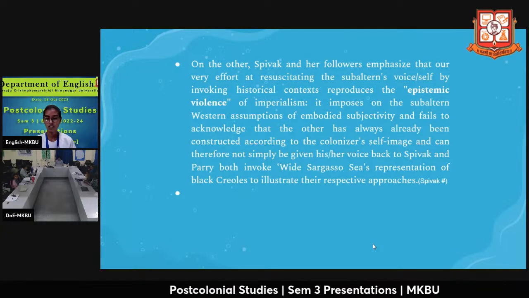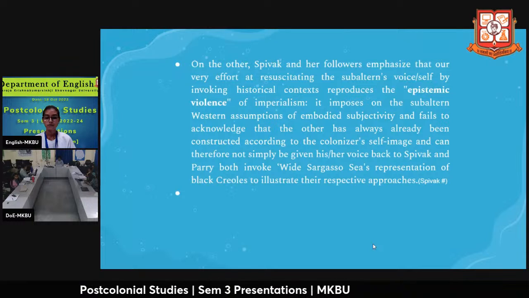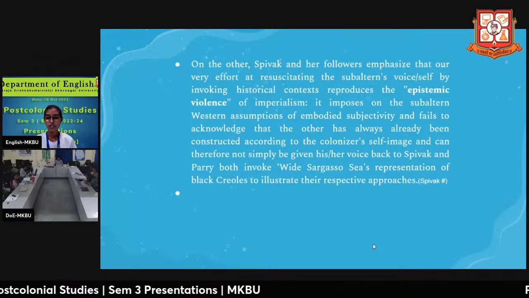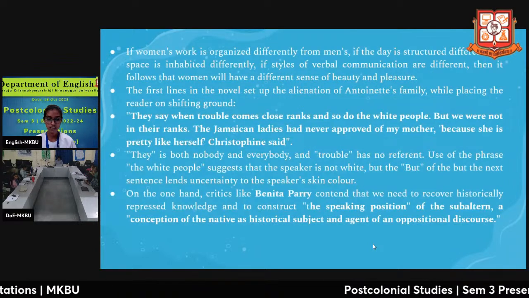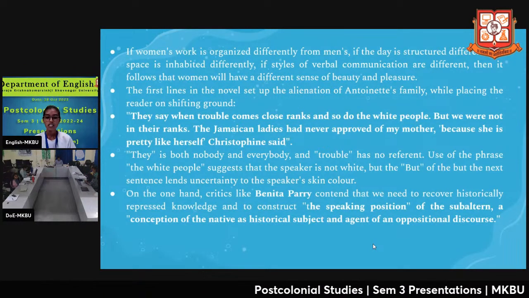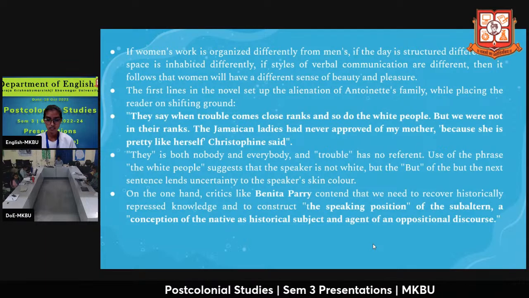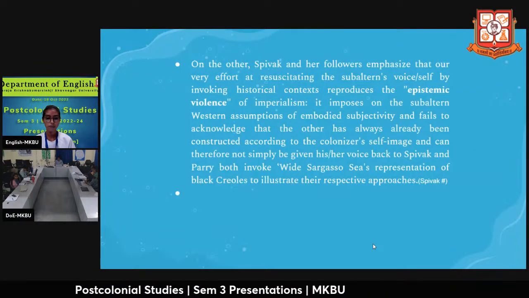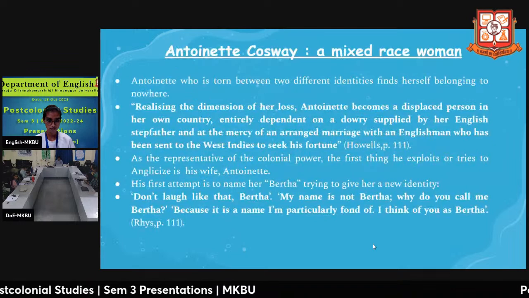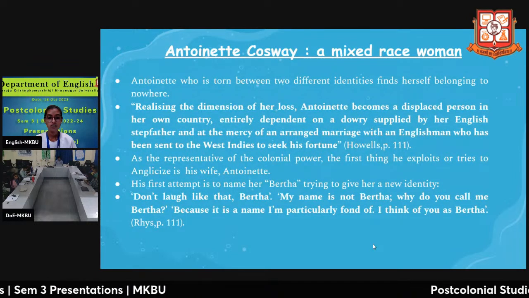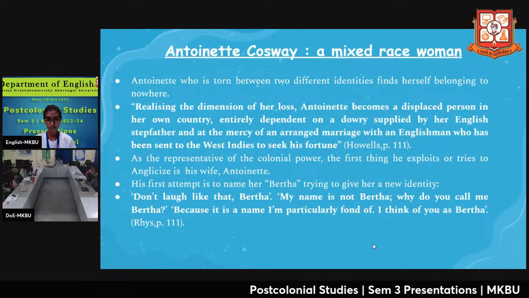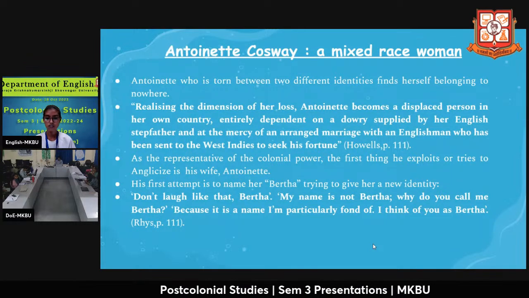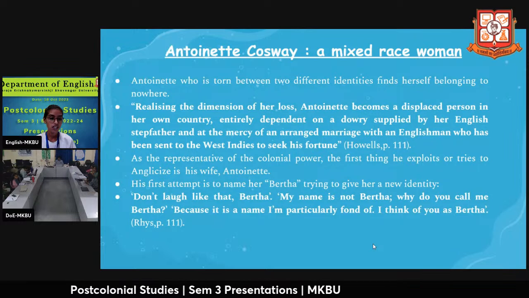So in these slides, there is an argument between Gayatri Chakravorty Spivak and Benita Parry on the speaking position and epistemic violence. Antoinette Cosway, a mixed race woman, is torn between two different identities and finds herself belonging nowhere.